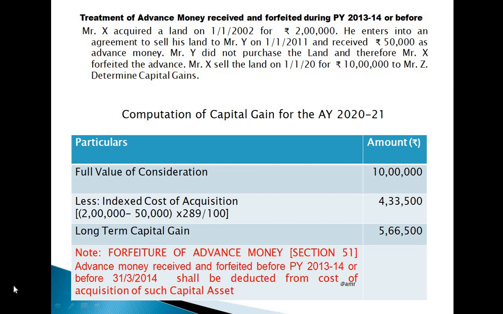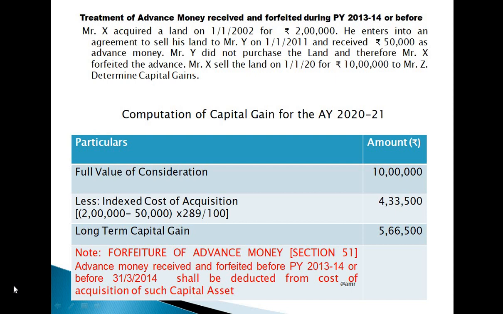So first of all, we have to see whether the asset which has been transferred is a long-term capital asset or a short-term capital asset. In this case, the property is land and the period of holding is more than 24 months because it has been acquired on 1/1/2002 and has been sold off on 1/1/2020. So this land which has been transferred is a long-term capital asset.